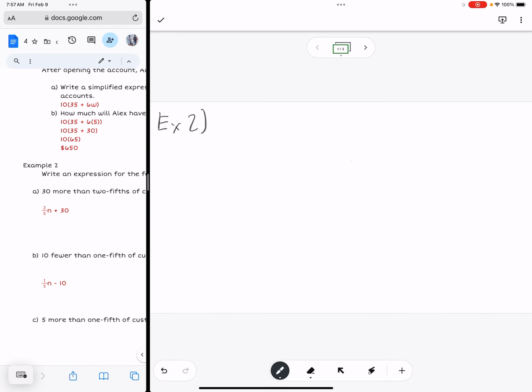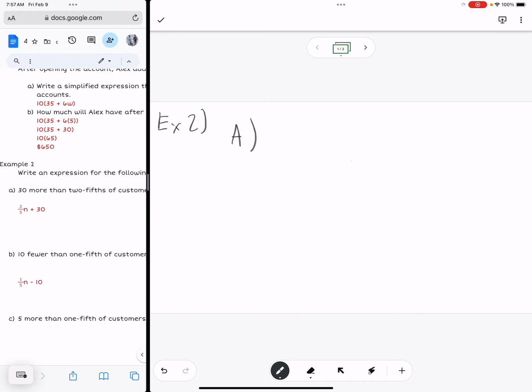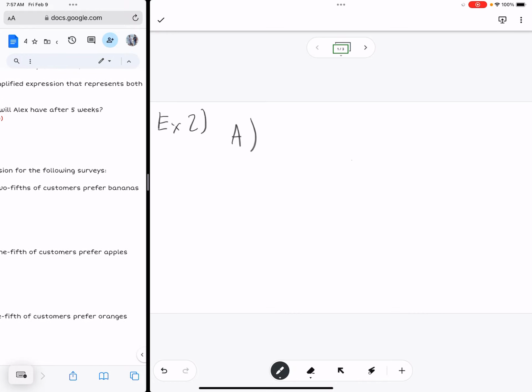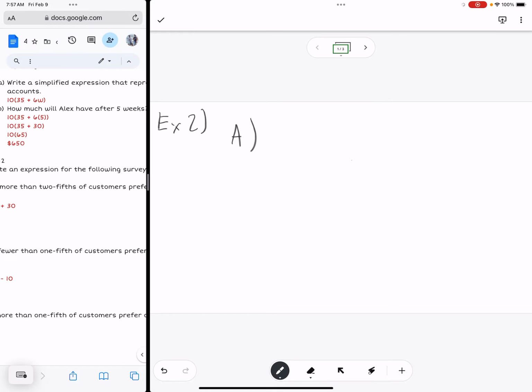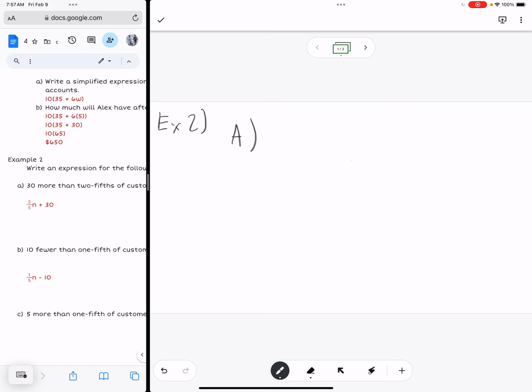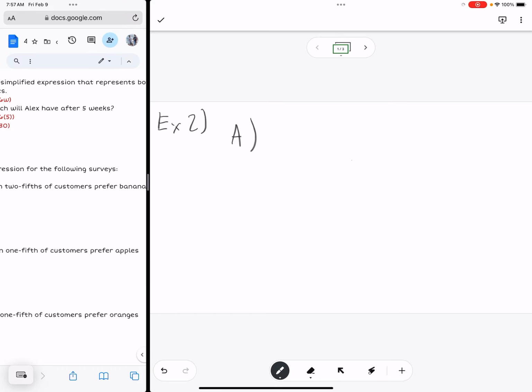All right. So Example 2, it says write an expression for the following surveys, and you're going to have something like this on your quiz. Letter A says 30 more than 2/5 of customers prefer bananas. So we have to write an expression. What letter do we want to use for customers? C. So Wesley, letter A, you got it? 2/5 C plus 30.